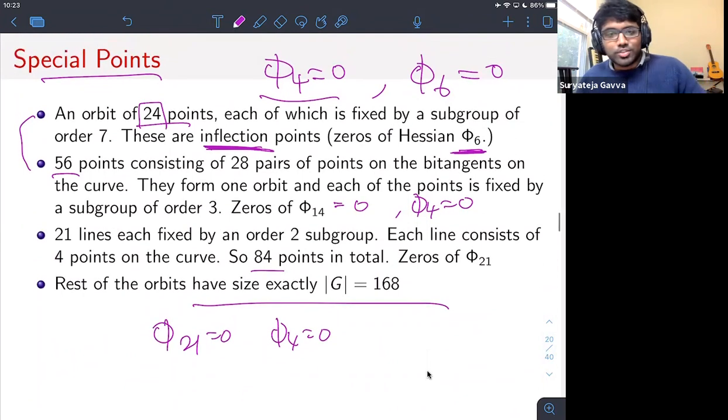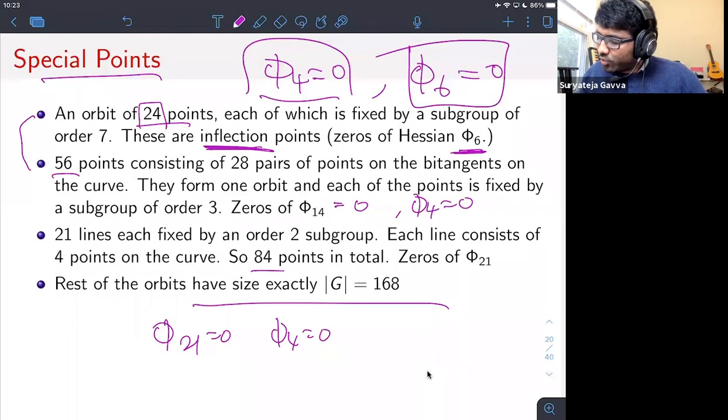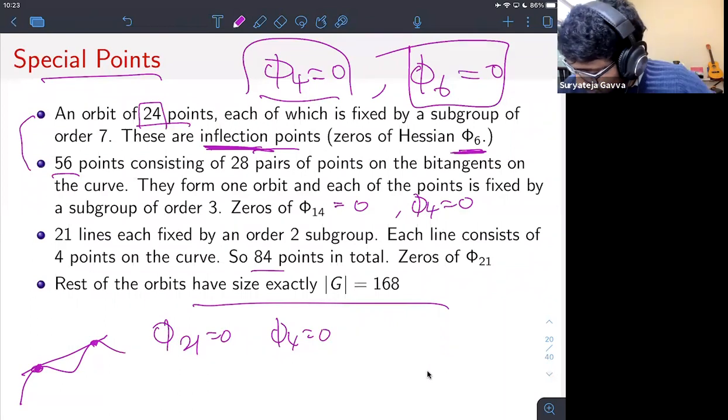Is that clear? So these special points are purely given in terms of algebra, just intersections of these algebraic equations, and they, for instance, have geometric significance. For instance, because phi 6 is the Hessian of phi 4, they are exactly the inflection points. And similarly, you can see that these 56 points correspond to bitangents, the points which have the same tangent. There are 28 pairs of points where exactly the same tangent passes through both points. So there are 28 bitangents on that curve.